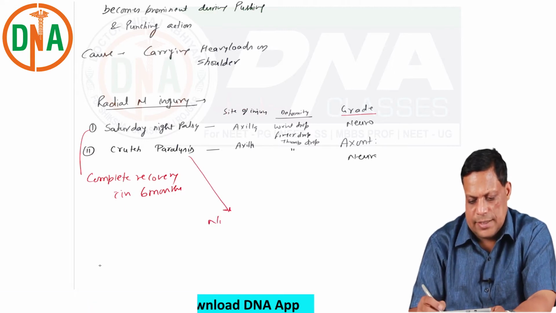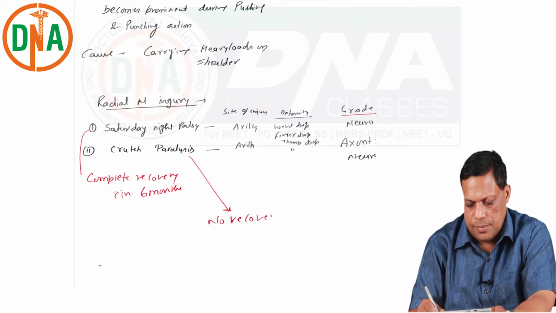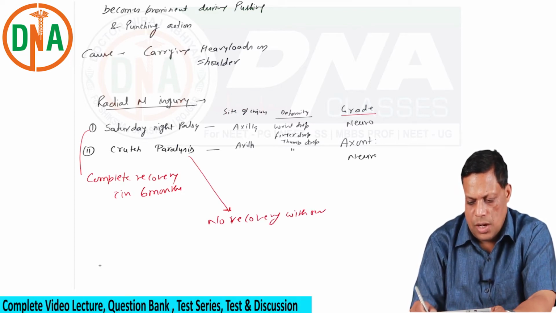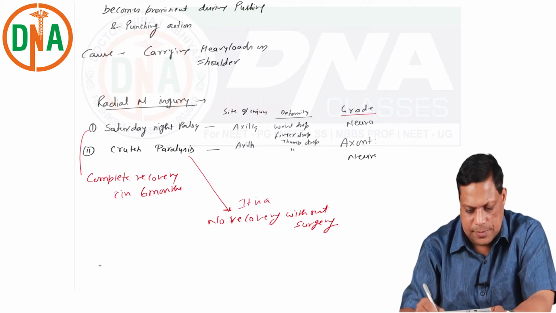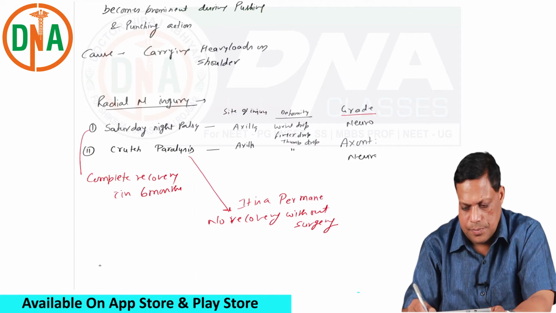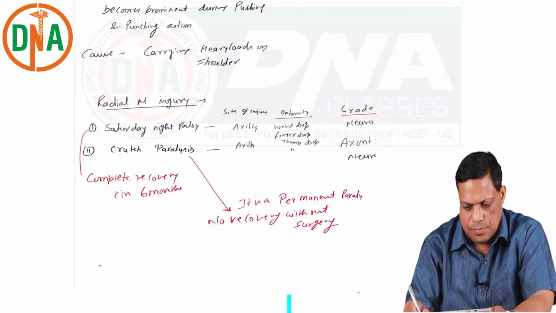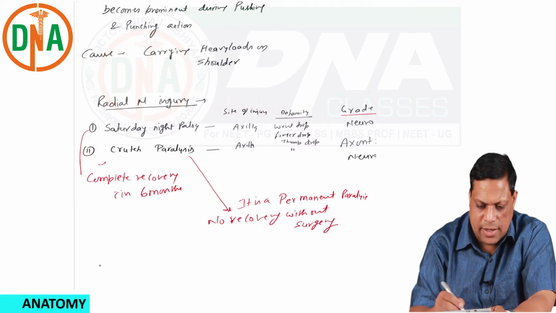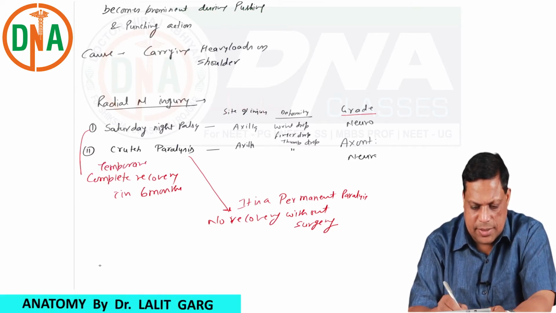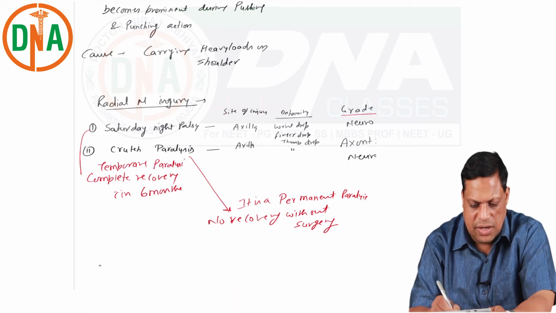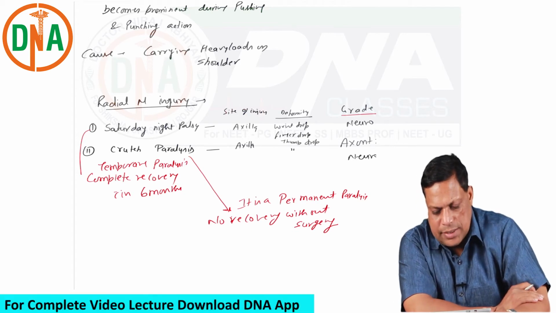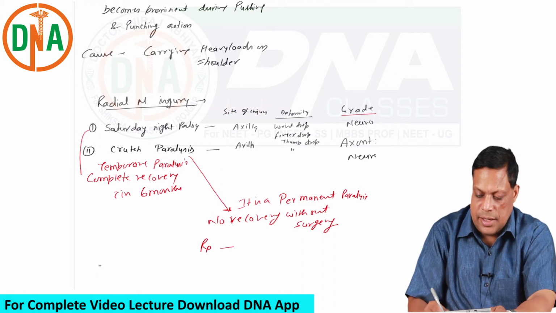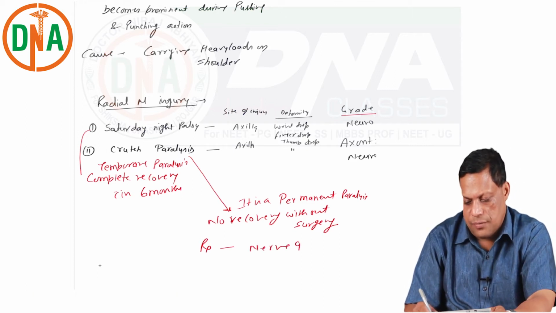While in crutch paralysis, there is no recovery without surgery. This crutch paralysis is a permanent paralysis, while Saturday night palsy is a temporary paralysis. So this is the difference between these two injuries. Here is the treatment. Treatment is nerve grafting.